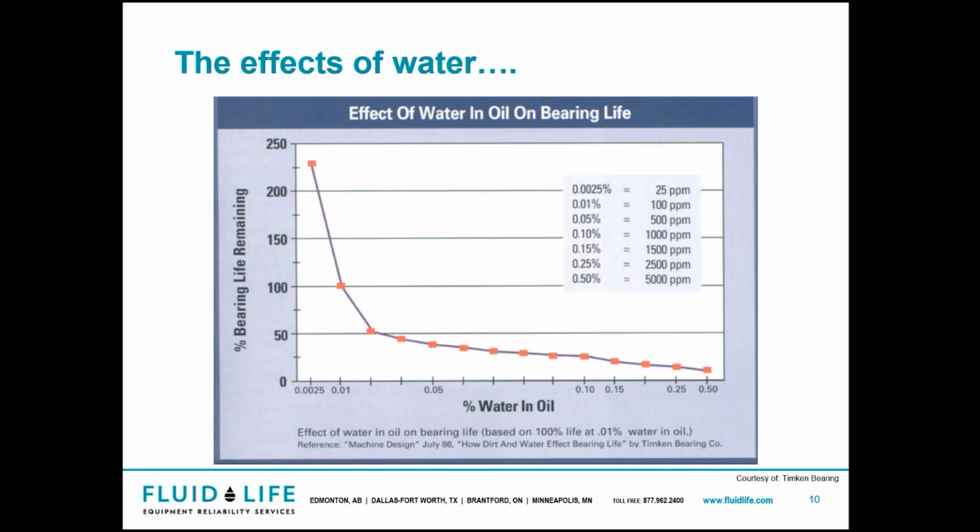Now, if we look at our chart here, at about 150, so 0.02, right? We're already at about half a bearing life if we are waiting just for that crackle test to show up. That's why there are more advanced tests, such as the Karl Fischer test, which can test down to about 10 parts per million of water. So a drastic difference in that.